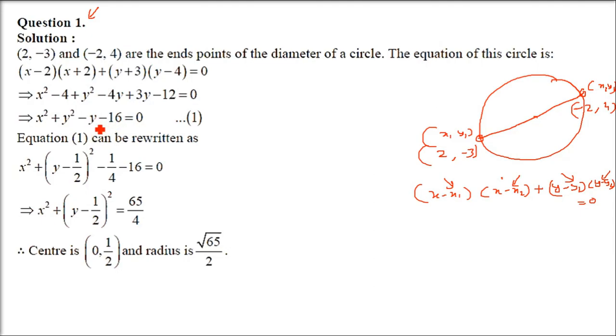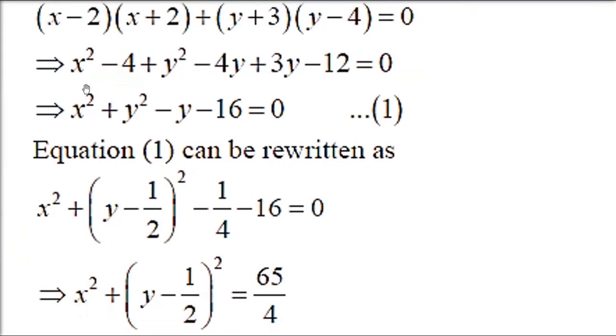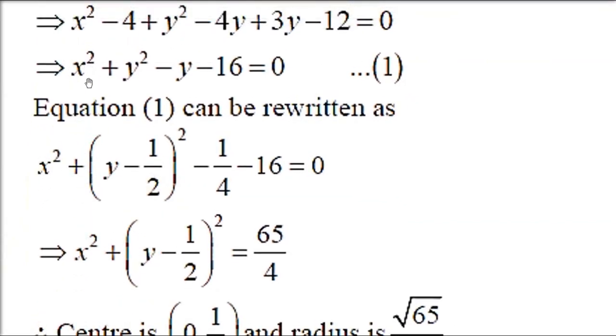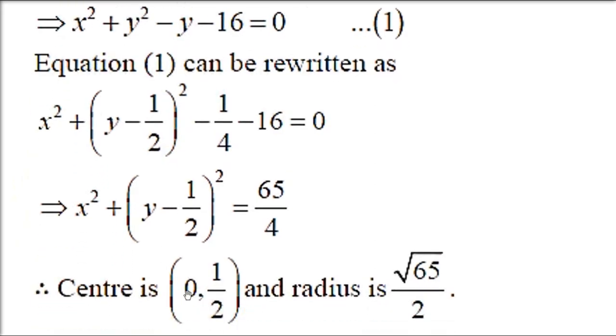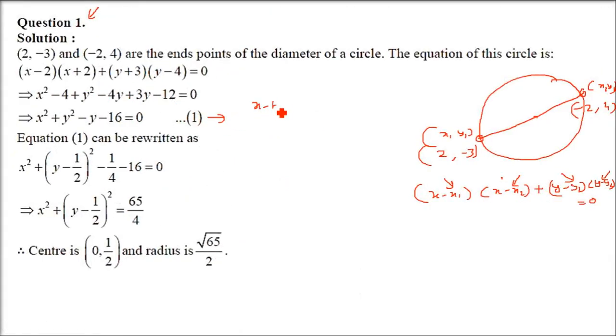Just compare it with x square plus y square plus 2gx plus 2fy plus c. You will find g and f, that is, the center is minus g and minus f. So there are two ways. Either you make it a perfect square, so that you can equate it with (x - h) whole square plus (y - k) whole square equals r square, or you can compare it with x square plus y square plus 2gx plus 2fy plus c equals 0. The other one is (x - h) whole square plus (y - k) whole square equals r square, if you can easily find the perfect square.